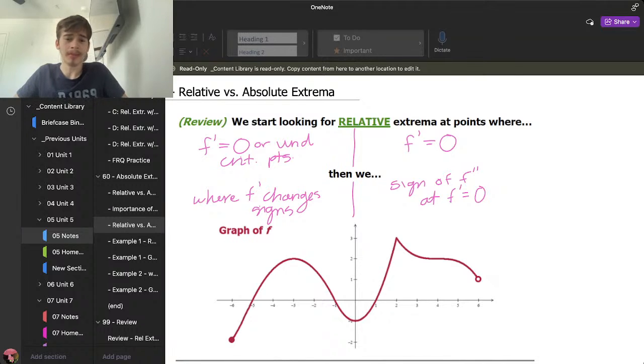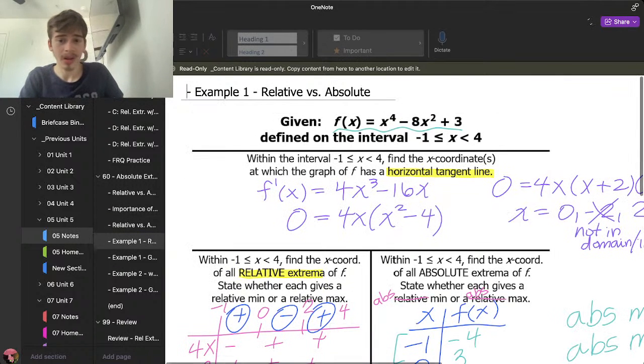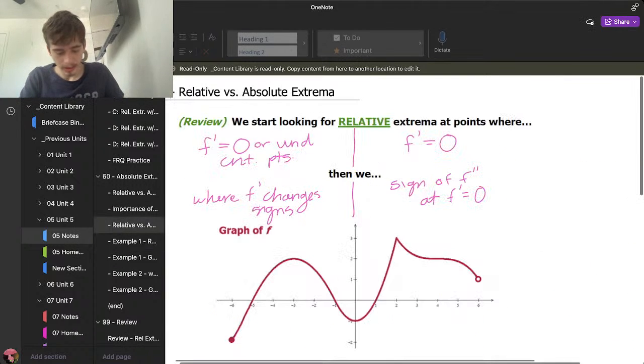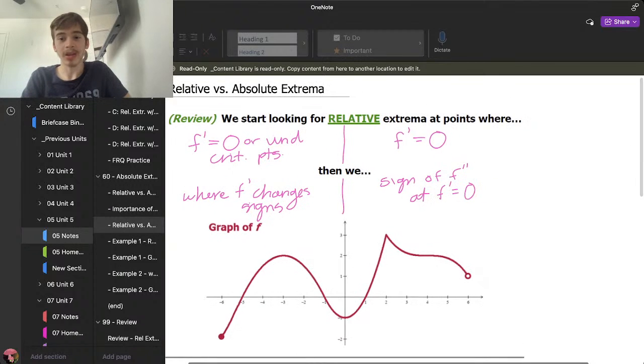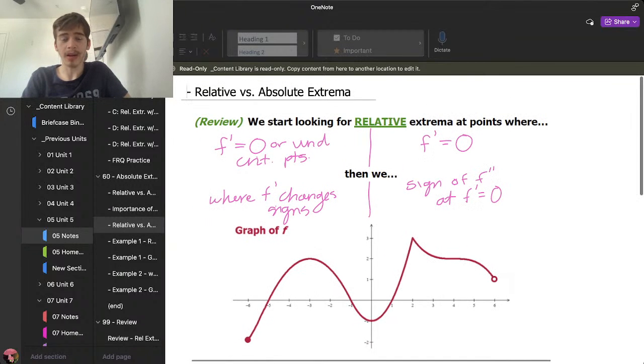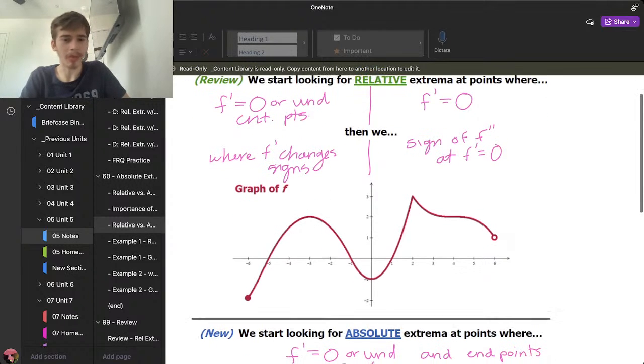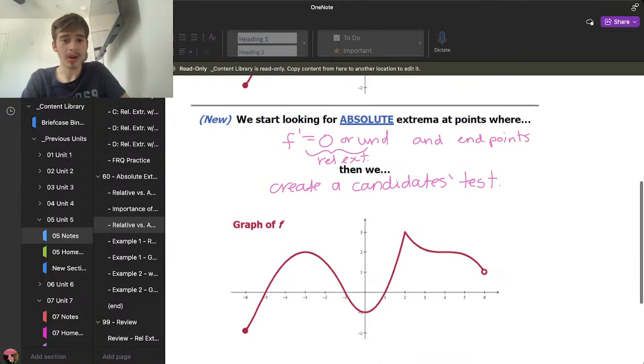Relative and absolute extrema. So find your critical points, and yes, find your critical points. That's for relative extrema. Thank you so much, truly. Okay, the sign of f double prime where f prime is 0, that's another key point. Hold on. Or undefined. Then we look at f prime, and the sign of f double prime. Oops, missed the slide. Okay.